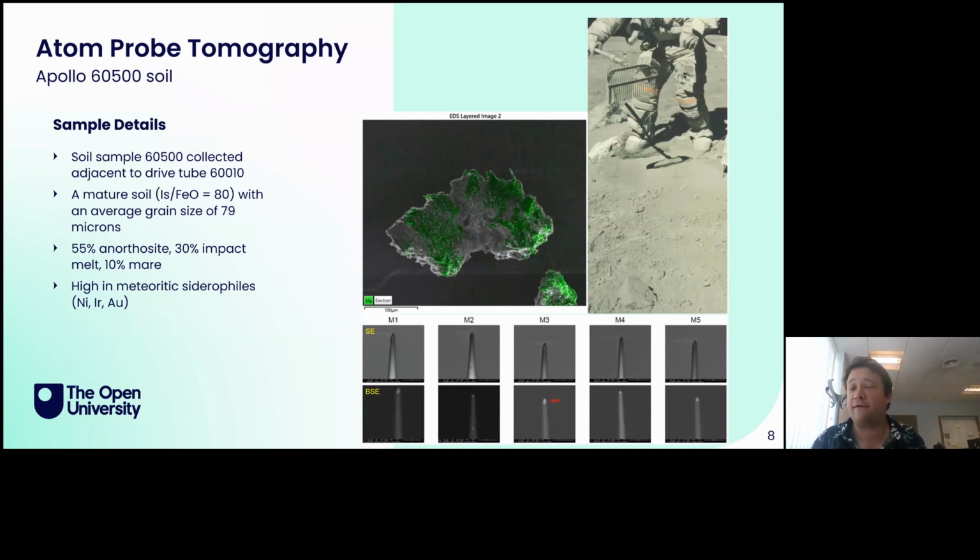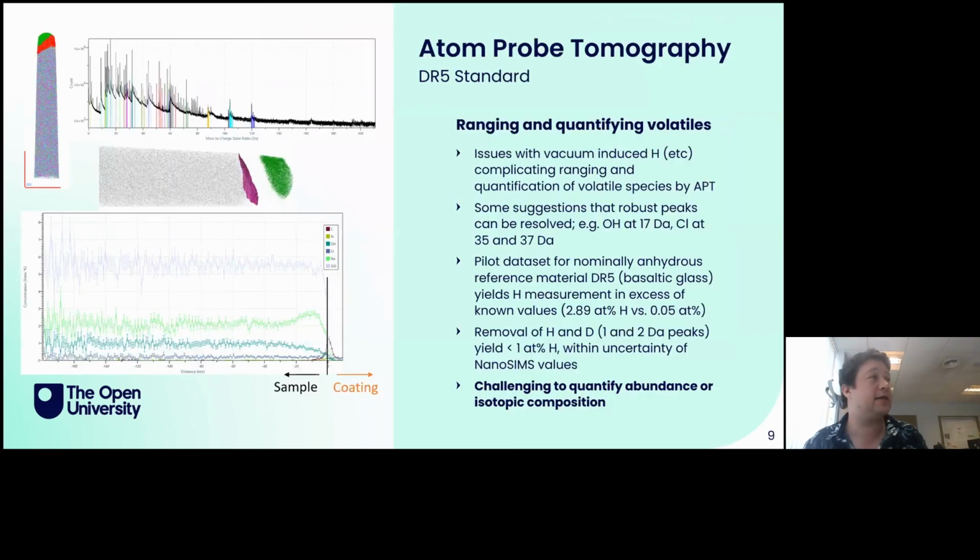We used EDS on a few of the grains just to target our areas of interest. We went in with 5 Atom Probe tips using our ion beam extraction method. 2 of them blew up, which is quite a good ratio actually for Atom Probe if you really get into it. But the 3 other tips ran really well, so that's great. We also had a look at a DR5 standard, a known NanoSIMS standard used here at the Open University. Using exactly the same method, we put a chromium capping layer on, extracted the tip, and then tried to measure what's happening at that superficial layer.